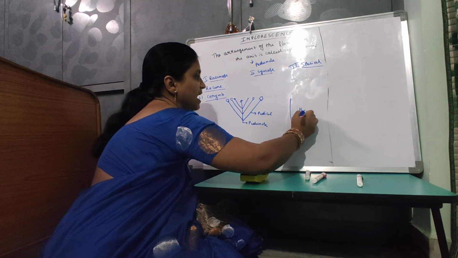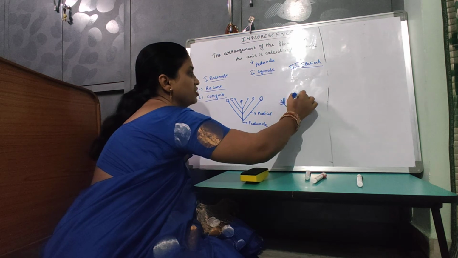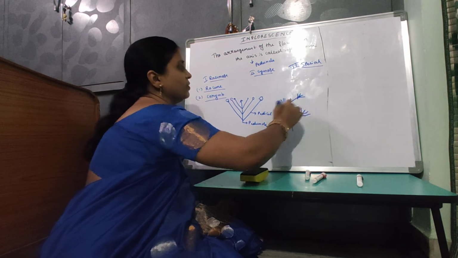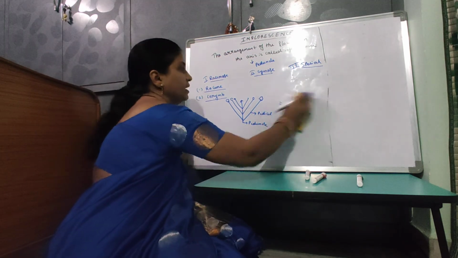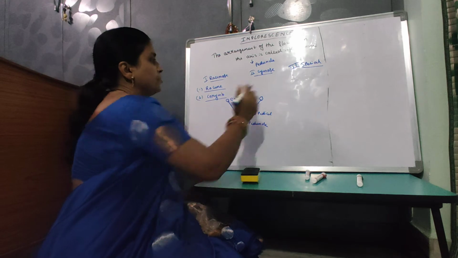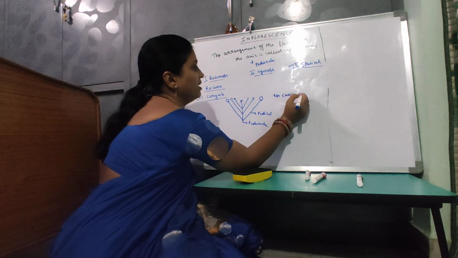This is branched one. Here, like this, branched. Okay. This is simple corymb, compound corymb. Examples of corymb: acacia and cauliflower.